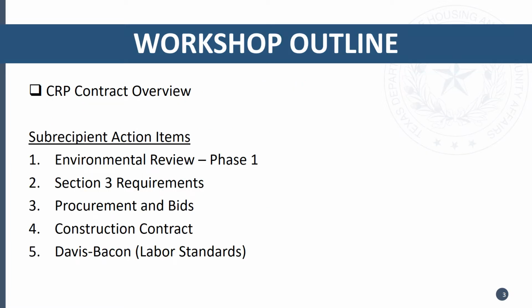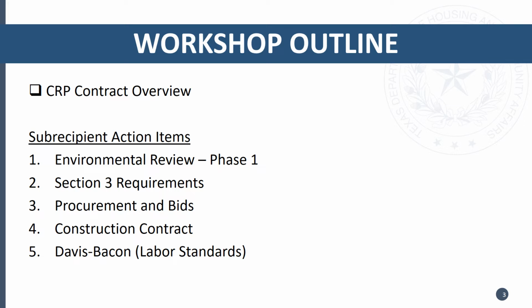This slide goes over the workshop outline that consists of the CRP contract overview. In addition, here are contract action items that will be discussed further in the presentation, and they include action item number 1, which is the environmental review, if it is determined to be applicable to your project. Most of the subrecipients that have this requirement are finishing up or have completed this part of phase 1.